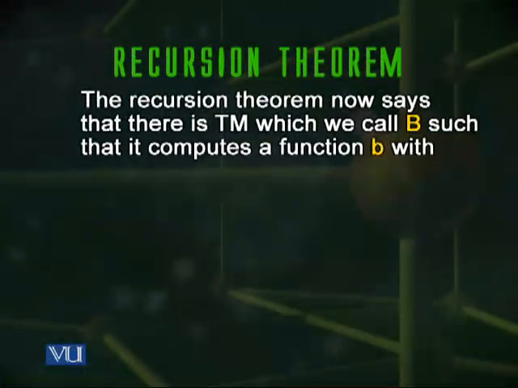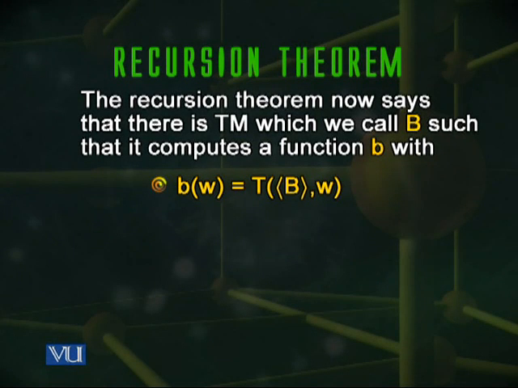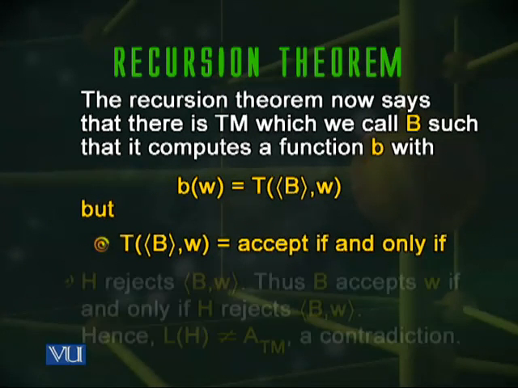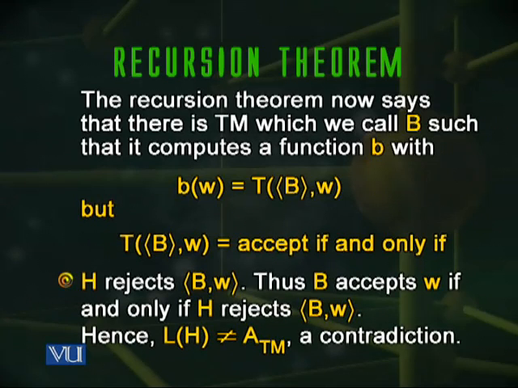And the recursion theorem says that there is another Turing machine which we call B, and B only takes w as an input. And what does B do? Well, let's mechanically follow the recursion theorem and see what B exactly does. B will be computing a function little b such that B(w) is going to be T(⟨B⟩, w). But T(⟨B⟩, w) is equal to accept if and only if H rejects ⟨B, w⟩. Thus, B accepts w if and only if H rejects ⟨B, w⟩. Hence, the language of H is not A_TM.